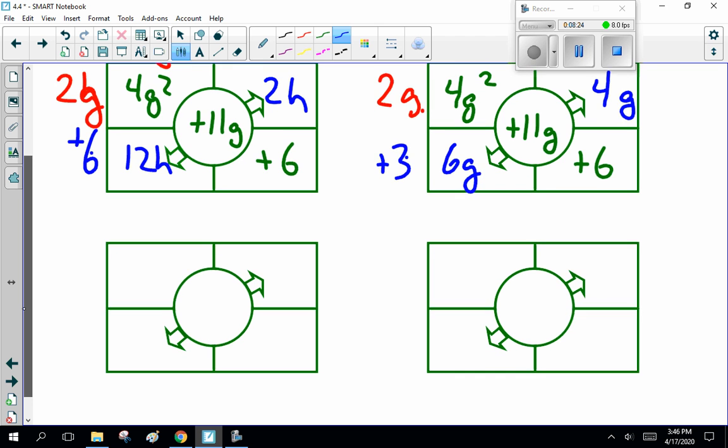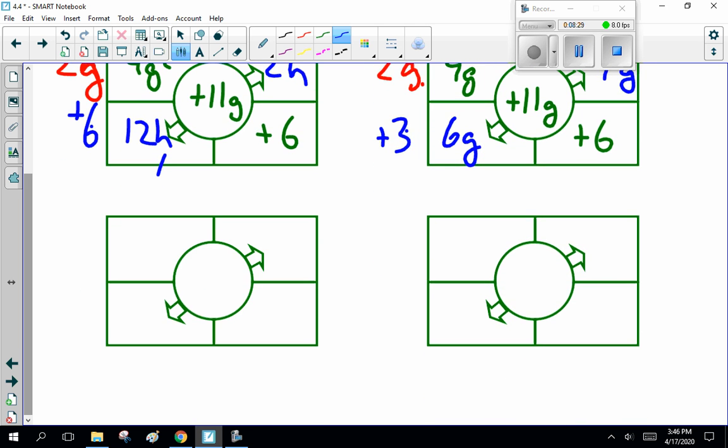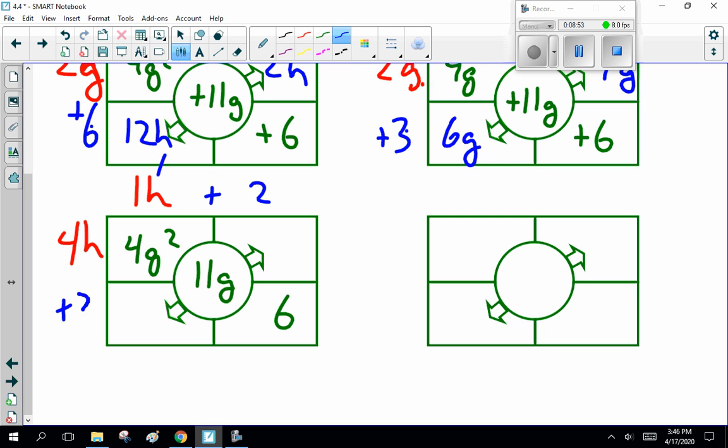So we've done all the combinations with 2's, so wait, one more time. God, this is embarrassing. 4G squared, 11G, 6. So let's do 1H and 4H. Now, how can we do this? Plus 2, plus 3. 4H and 2 is 8H, 1H and 3H. All right, here it is. H plus 2 and 4H plus 3.